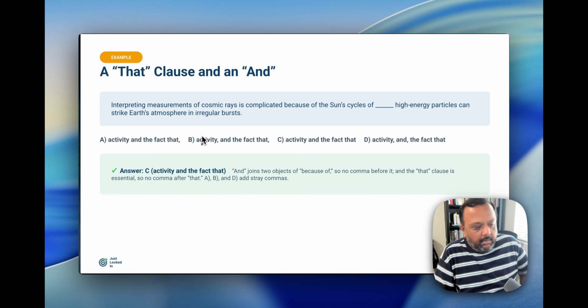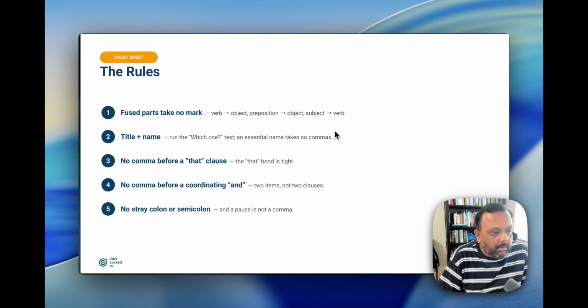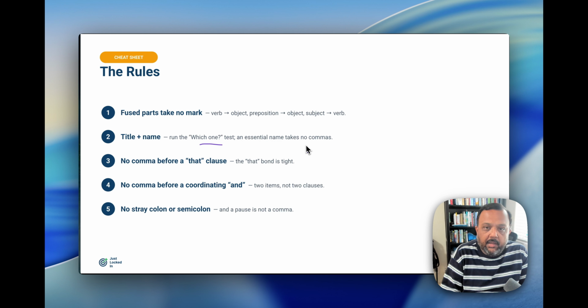Okay, so the summary, kind of a cheat sheet. Verb, object, preposition, object, subject, verb, all of these, don't add a comma between them. And for the title name, do the "which one" test. If only one person can hold it, then you add a comma. If more than one person can hold it, then the name is essential information, and therefore it takes no commas.